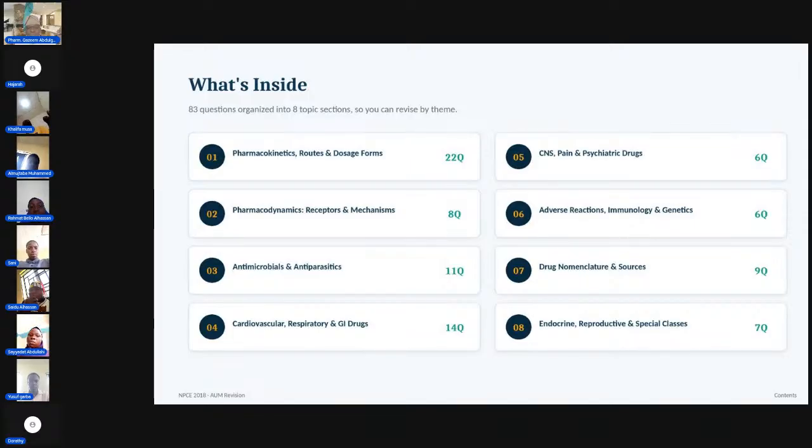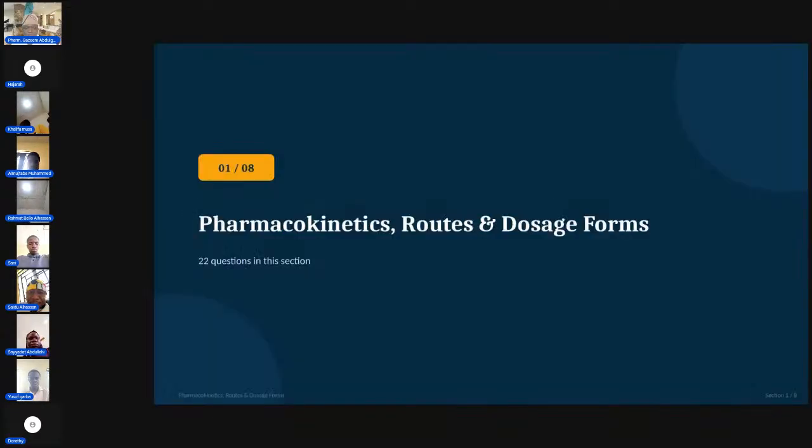This particular class has been divided into 8 topics. Like I mentioned, the 83 questions have been divided into 8 topics: 22 for pharmacokinetics, route of administration and dosage form, dynamics has 8 questions, antimicrobial and antiparasitic has 11, 14 for cardiovascular and the rest, and it goes on like that until we have the 83. So I'm starting with the pharmacokinetics.